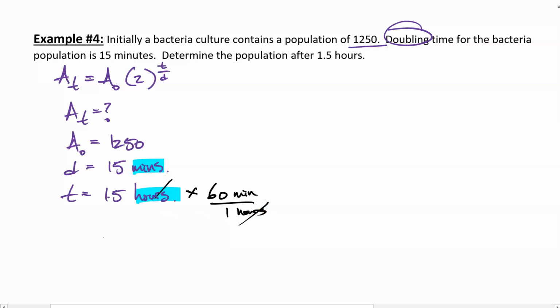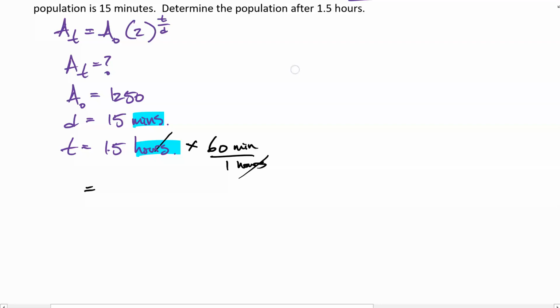And then the hours will cross out, and you're going to be left with 1.5 times 60, which is 90 minutes. If you're waiting around 1.5 hours, that's 1 full hour, which is 60 minutes, and then half an hour, which is 30 more minutes, gives you 90 minutes. That makes sense, right? So T is equal to 90.